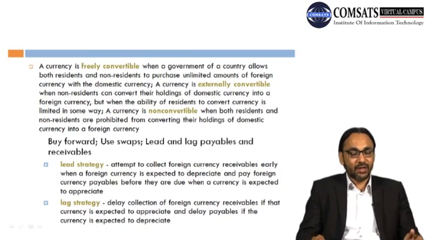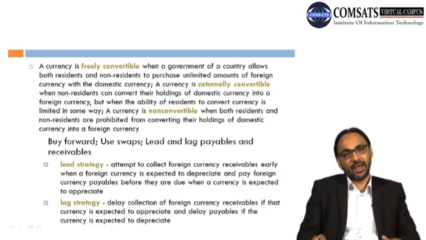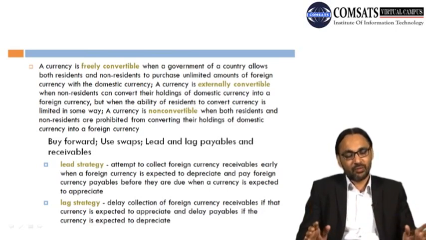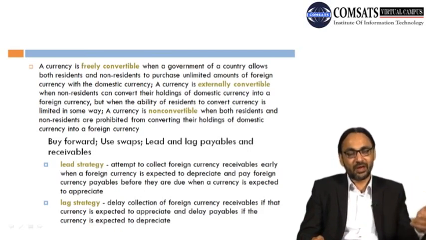Lag strategy: they can delay the collection of foreign currency receivable if the currency is expected to appreciate, and delay the payable if the currency is expected to depreciate. But the important thing with the lead and lag strategies is that they are really difficult to implement, because there will be a conflict between the managers of different companies across the countries. One may do the lead strategy, while another will prefer the lag strategy. That would be a conflict and difficult to implement.